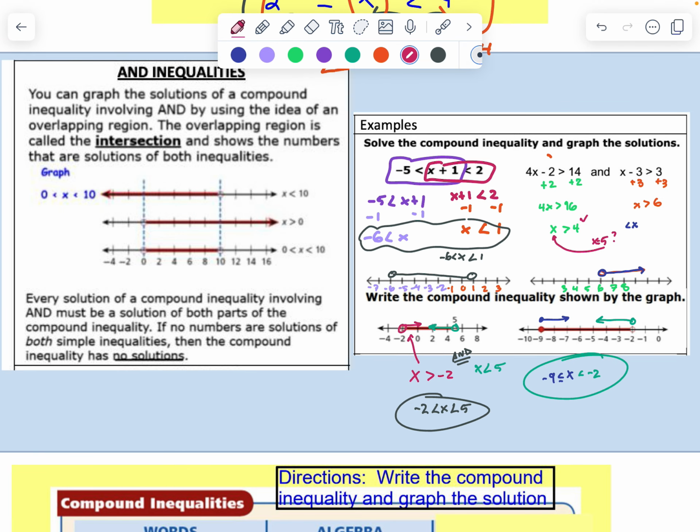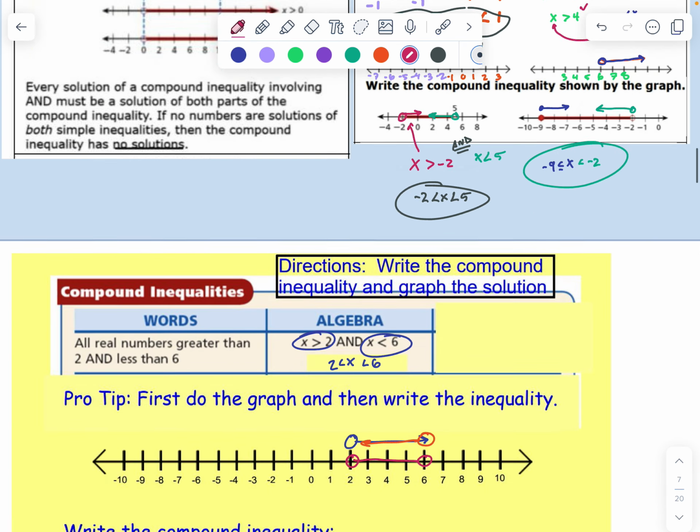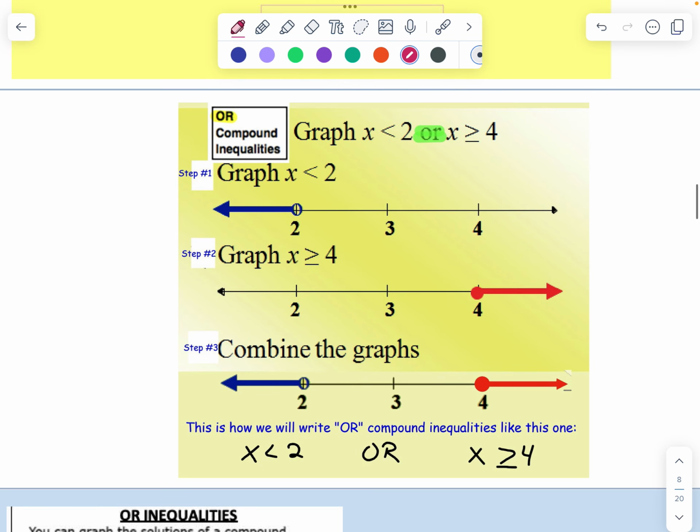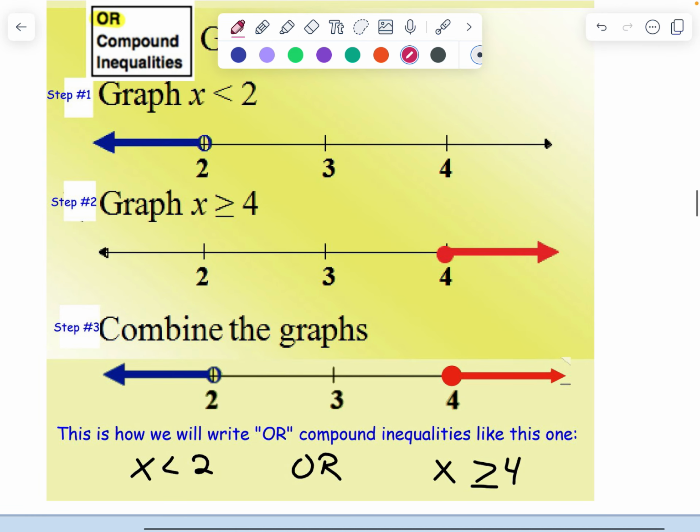We do have another one to look at, and that's ORs. ORs are very, very not specific. There are so many solutions to this, y'all. Literally any number less than 2 or any number greater than or equal to 4. That is so many things, infinitely many things in both directions.